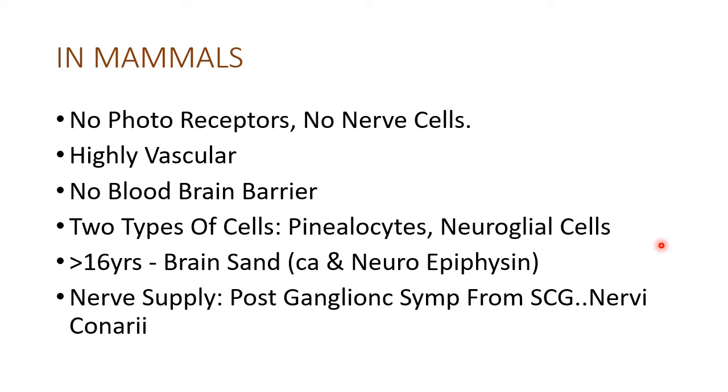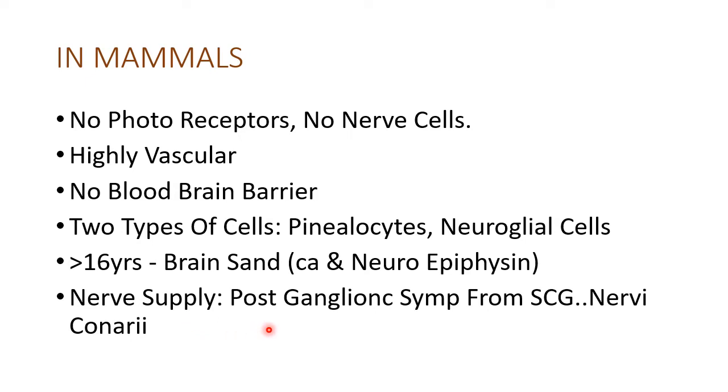Pinealocytes are called parenchymatous cells. So these parenchymatous pinealocytes and astrocyte-like neuroglial cells, these two types of cells can be seen in the pineal gland of mammals. And up to 16 years it is a brain stand. Actually we cannot see any prominent pineal gland before 16 years. It is richly consisting of calcium and neuroepiphysin which is present in the pineal gland.